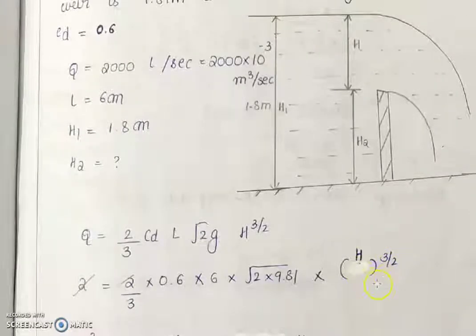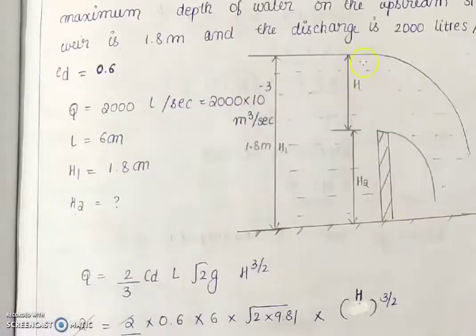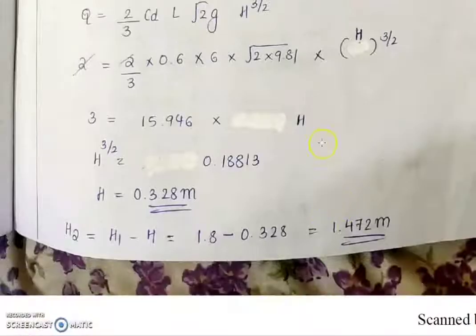So from this you find out what is h. This h is how much amount of water is discharging through the weir. That is the height h, isn't it? See, a weir is the device used to measure the discharge through the open channel. So the height will be the height of the discharge. So h is this one. So h you got from this equation as 0.328.